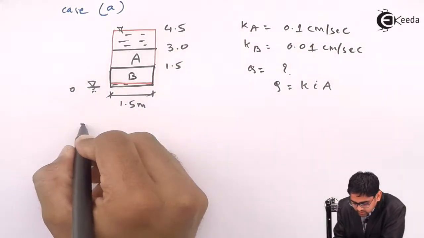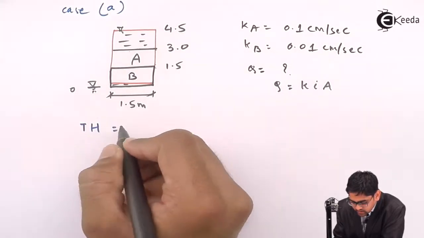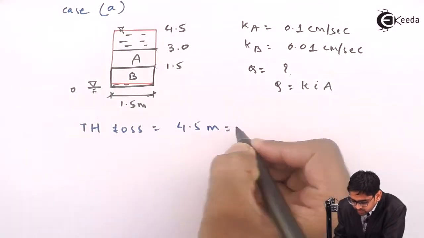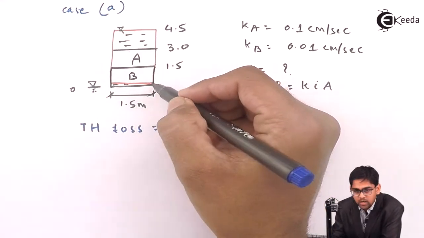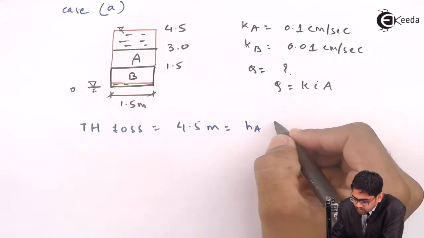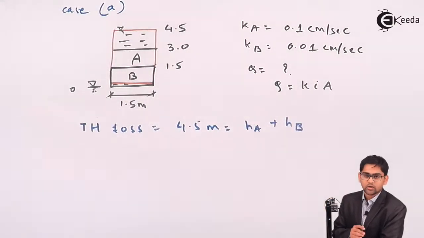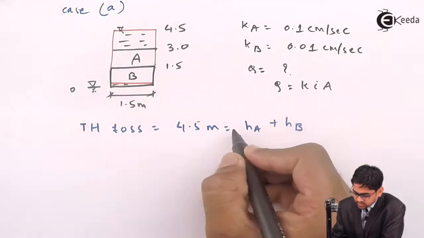So total head loss will be equal to 4.5 meter, which is occurring through all the soil A plus soil B. Therefore, soil A head loss plus soil B head loss is nothing but 4.5 meter. I hope you got this particular equation.